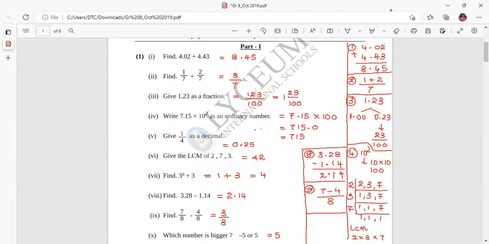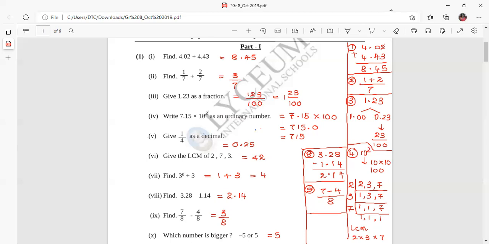How do you write 0.23 as a fraction, children? 23 over 100, right? Then, as you have that one whole number, you can write this as a mixed fraction. But if you are in doubt whether you want to keep this as a fraction or a mixed fraction, and you are not sure about it, you can write both answers. But here they have asked us to write it as a fraction, 123 over 100.